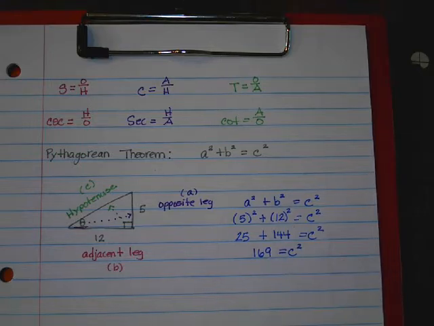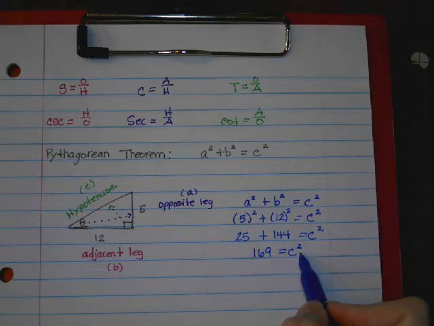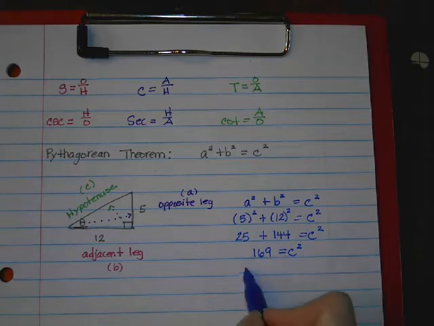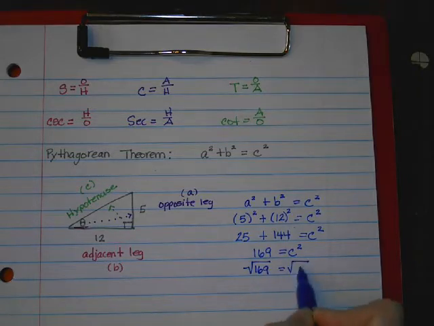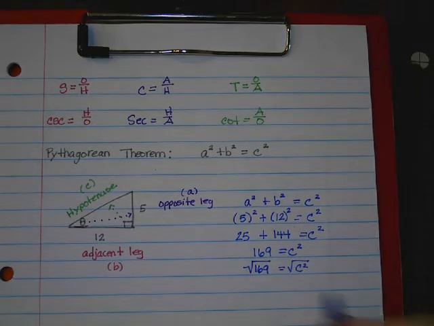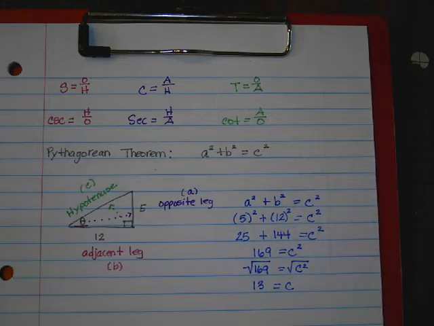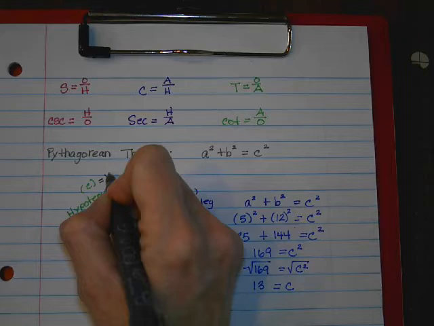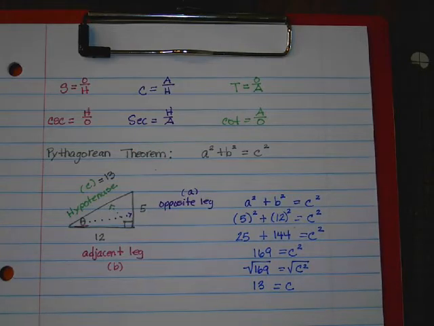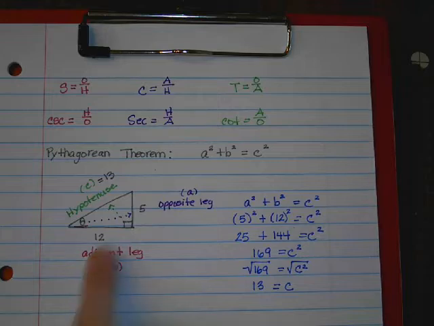I don't need to know C squared, I need to know C. So the opposite of squaring, or the reciprocal of squaring, is square rooting. So I've got to find the square root of 169, and the square root of C squared. Well, the square root of C squared is C, and the square root of 169 is 13. Now we know that my C value is equal to 13. All right, so I'll put that in there.